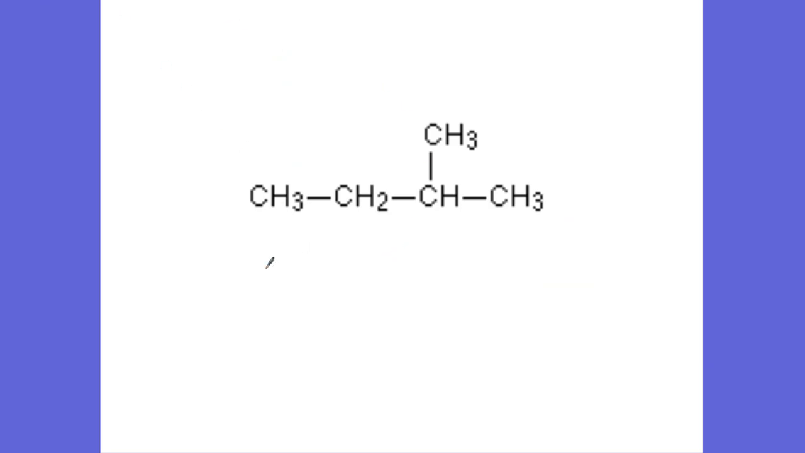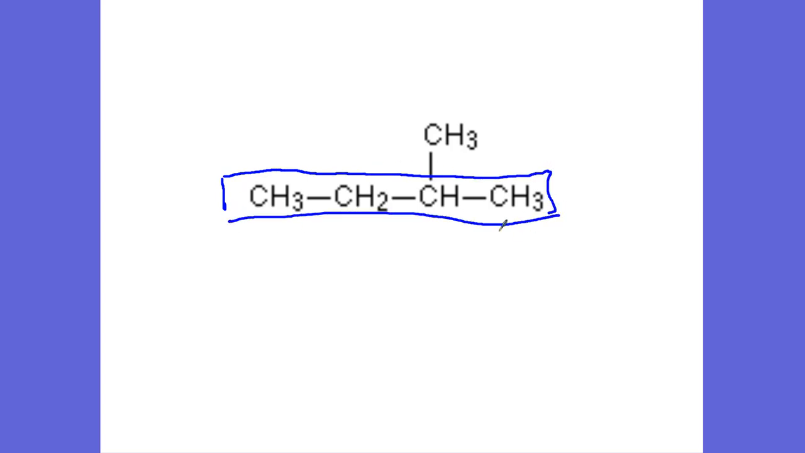So here I'm going to identify the longest chain. And what I like to do to identify the longest chain is I like to kind of box it. This box tells me what my longest chain is. And so I have 4, which means that is me eat peanut butter. That's but. It's all single bonds, so it's butane. My parent would be butane.